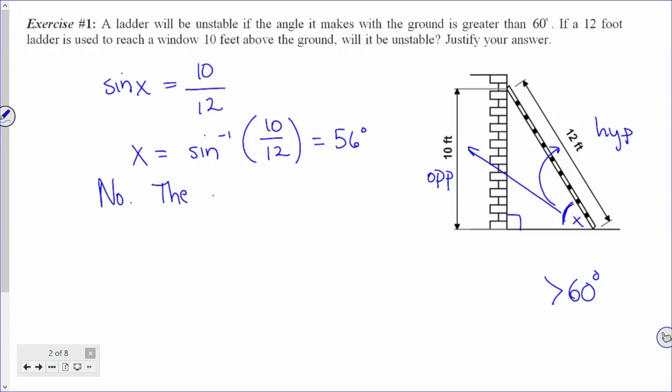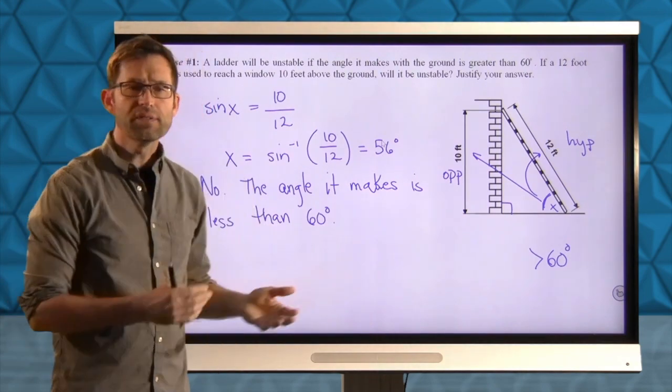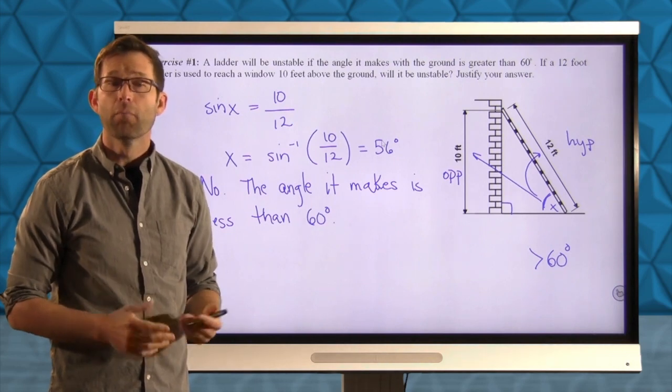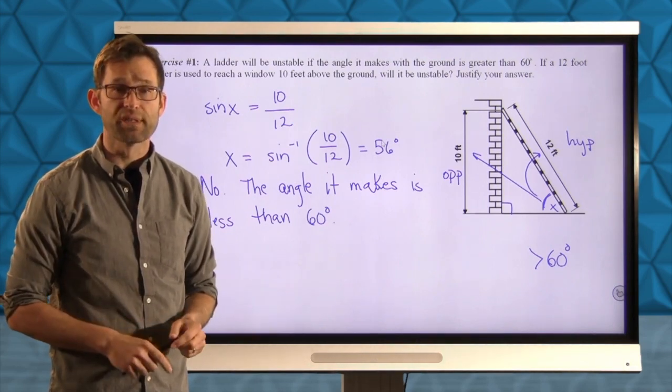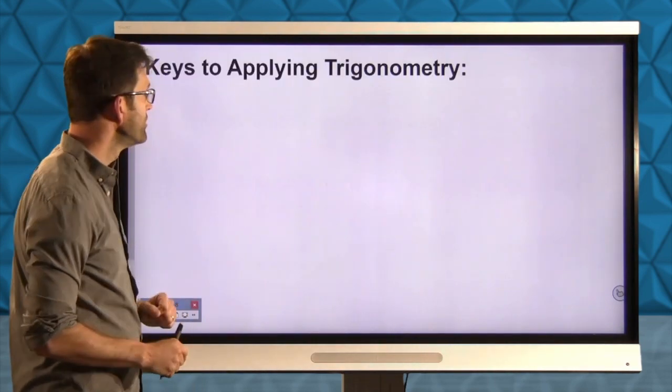The angle it makes is less, not a lot less, but is less than 60 degrees, right? It's that easy. Now in this case, we were solving for a missing angle in this applied trig problem, but we'll also on occasion solve for missing sides. So let's keep going and do some more trig applications.